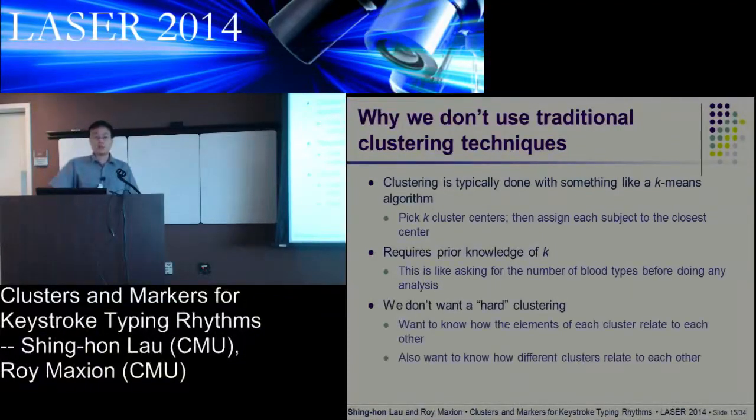The second reason is we don't want a hard clustering. So what k-means gives you is it says, well, this subject belongs to this cluster, and that's it. That's all you get. But we'd also like to know how the subjects within a cluster are related, and also how subjects in different clusters are related, right? Are clusters homogeneous, or are there distinct subclusters within them? If we're looking at subjects in different clusters, are they a little different, or are they vastly different?